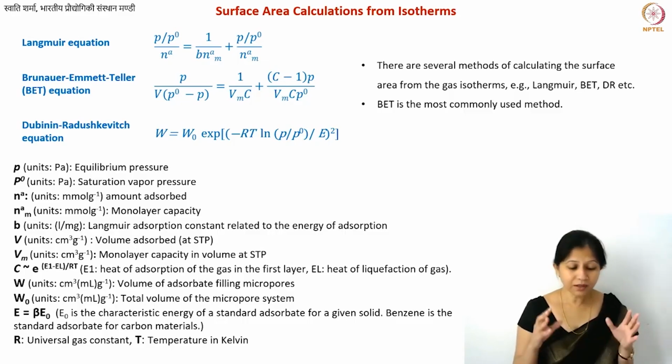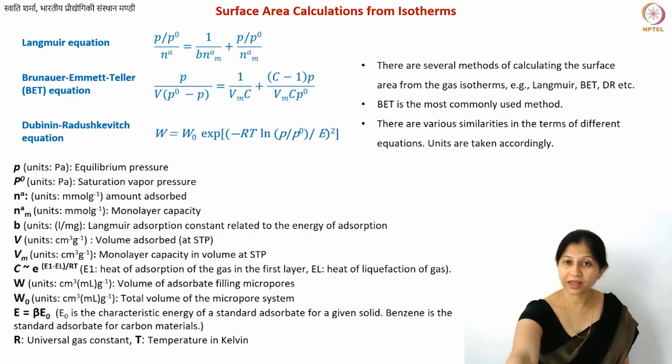Okay. So the point is that if you are using the DR equation, you need to know what is the standard adsorbate that you'd like to use. Typically, the one that is taken for carbon materials is benzene. Okay, so these are the different calculation methods.